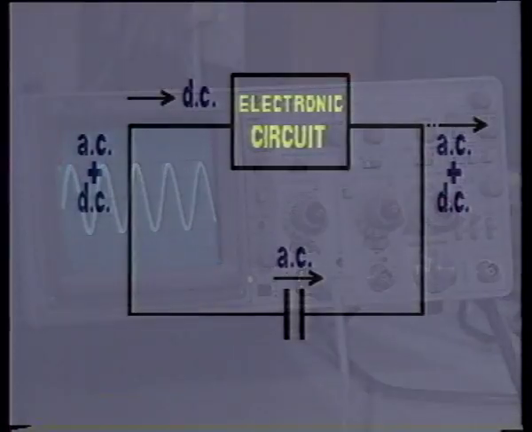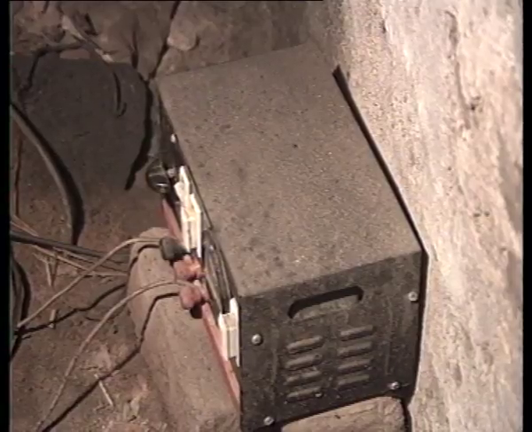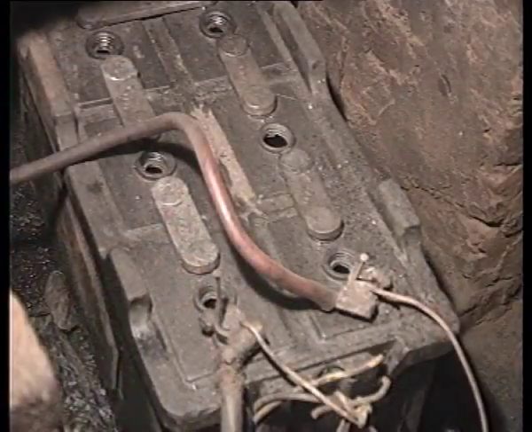If AC is required to be stopped from going through a particular electronic circuit, a capacitor in parallel bypasses AC through the capacitor as it gets an easy path. A battery charging device contains a step-down transformer, a DC rectifier, and a capacitor which supplies a steady DC voltage required for charging a battery.